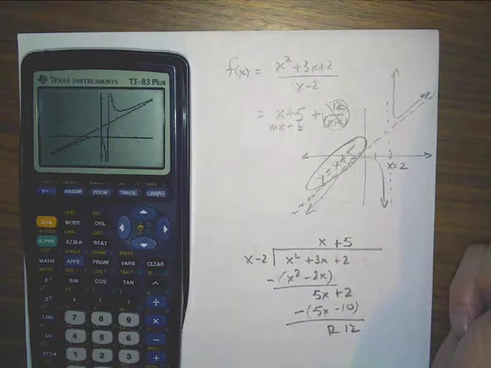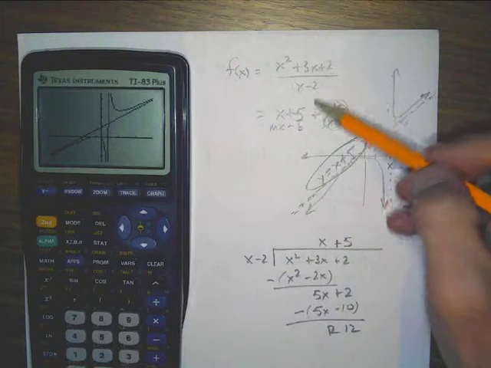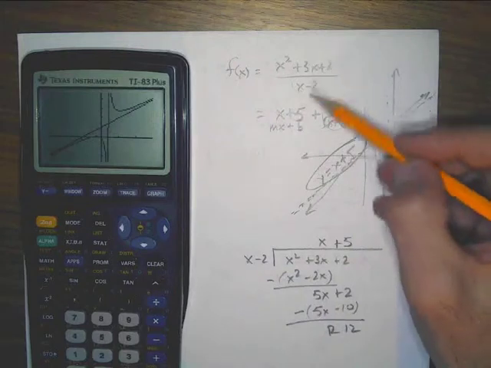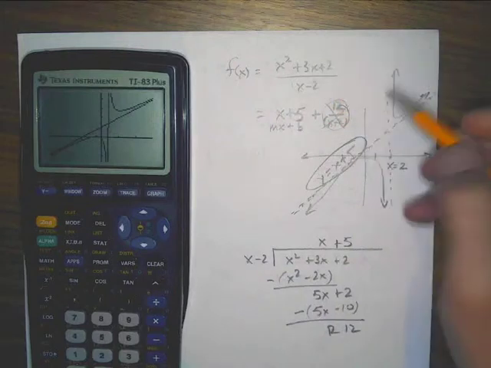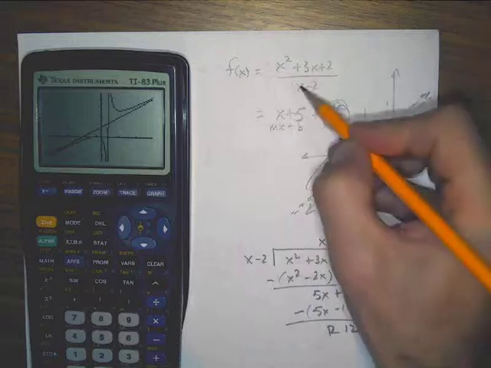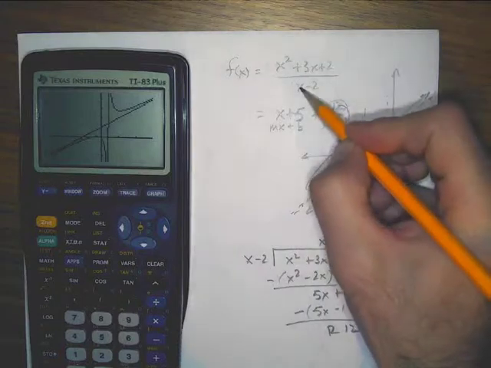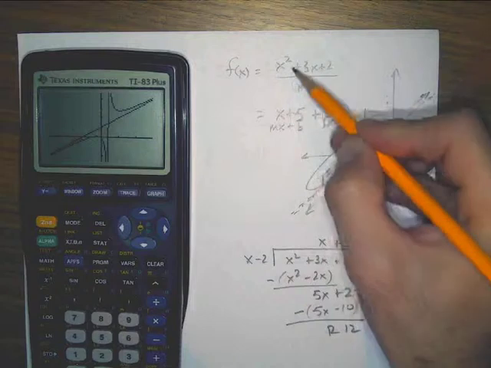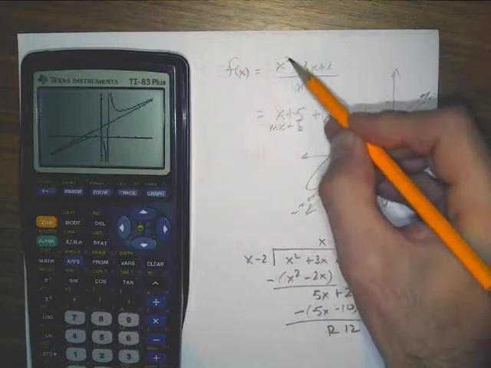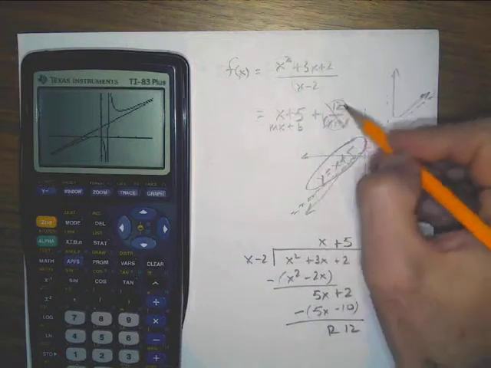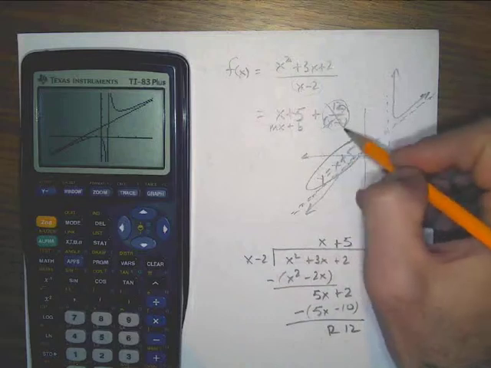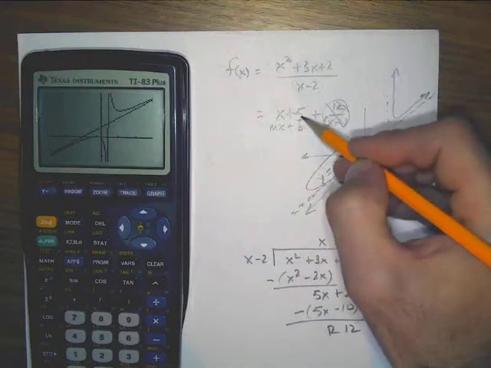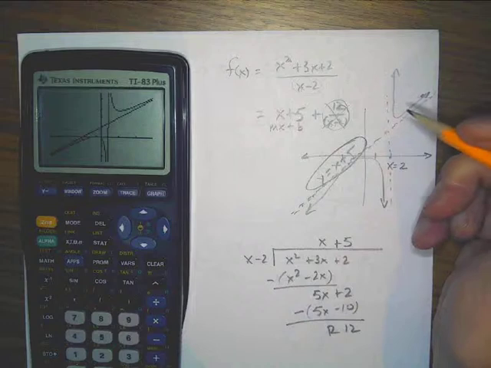So here's the deal. Here's the drill. Whenever you divide these fractions out, if you get a remainder and this denominator is 1 degree less than the degree of the numerator, you're going to get a remainder that looks like this. It's going to go to 0, and you're going to be left with a linear oblique asymptote.